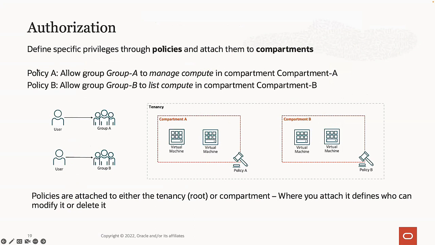So here are two examples of a policy, right? You have a user added to group A, user added to group B. That policy is attached to an associated compartment. And here you can see what that syntax looks like. So we're allowing group A to do something, in this case, manage compute instances in that compartment. Once that policy references that group, users in that group can now take the action specified there. And then policies are either attached at the tenancy root or compartment level, and where you attach it defines who can modify or delete it.